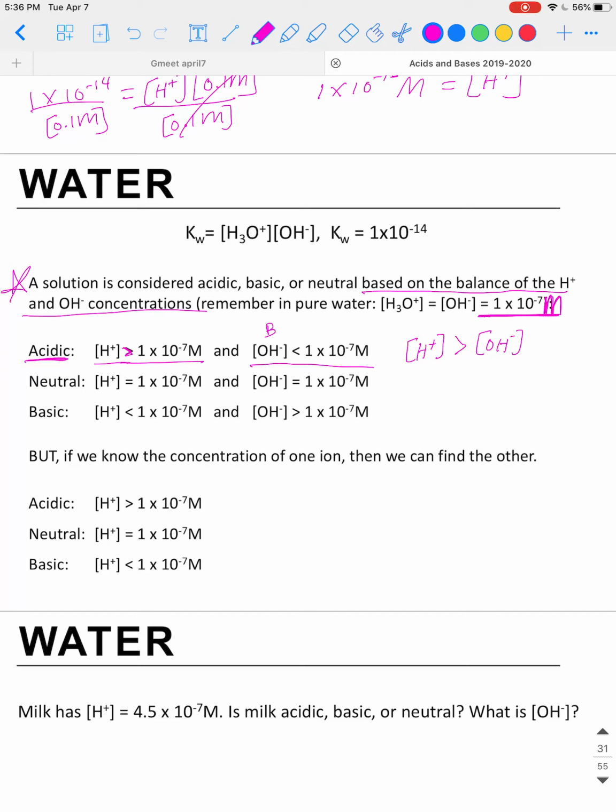Okay? Remember, OH minus is basic. It's a strong base. H plus is acidic. The more H plus you have in a solution, the more acidic that solution is.